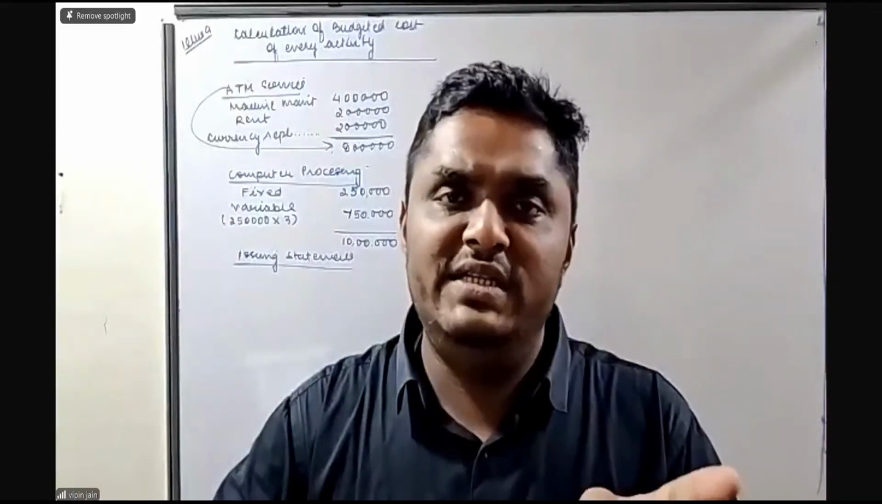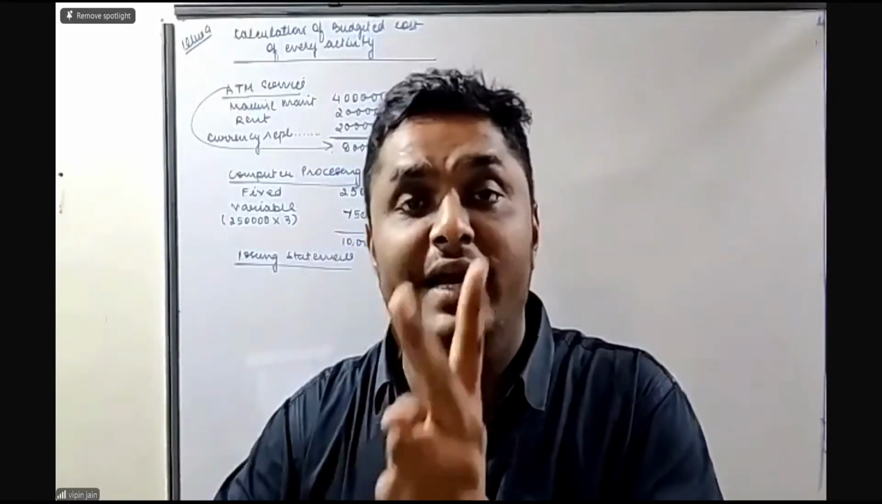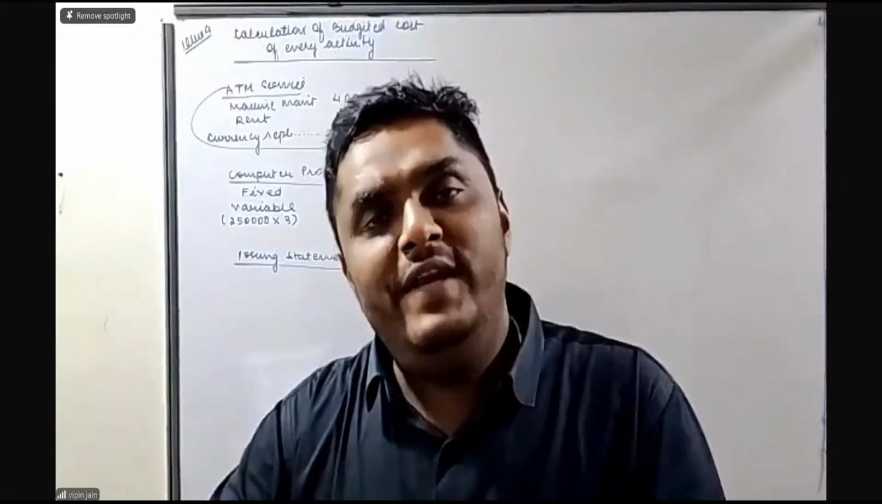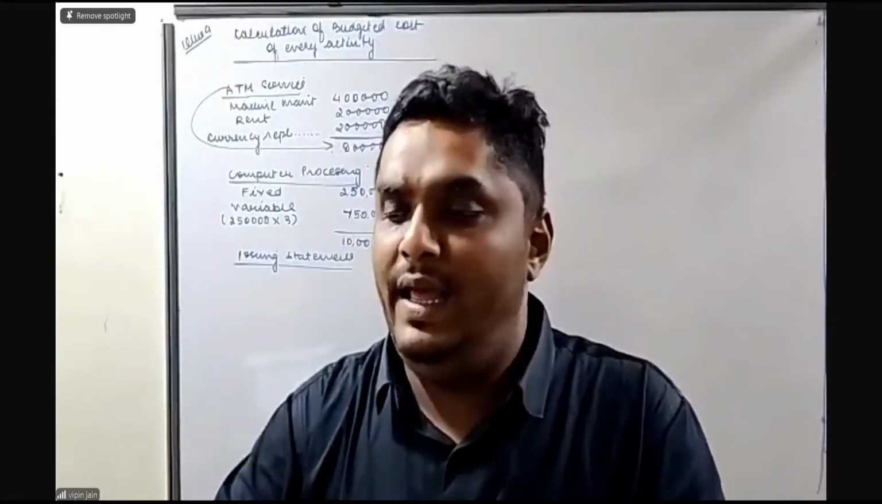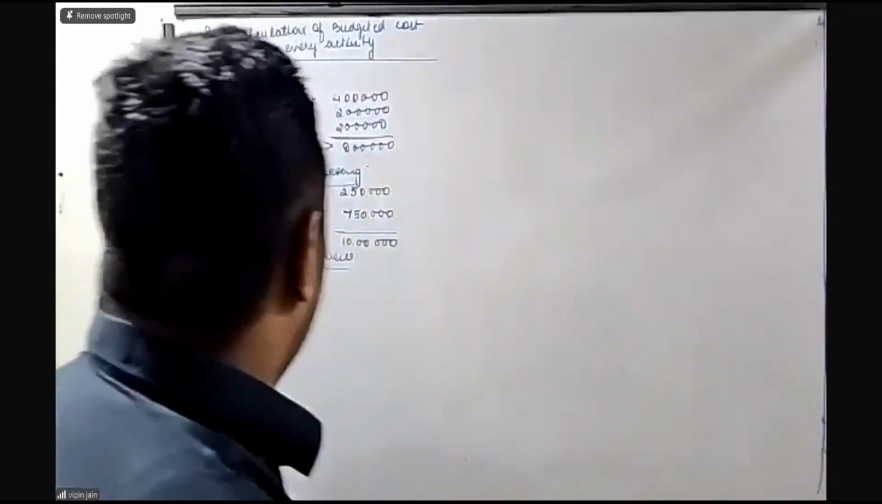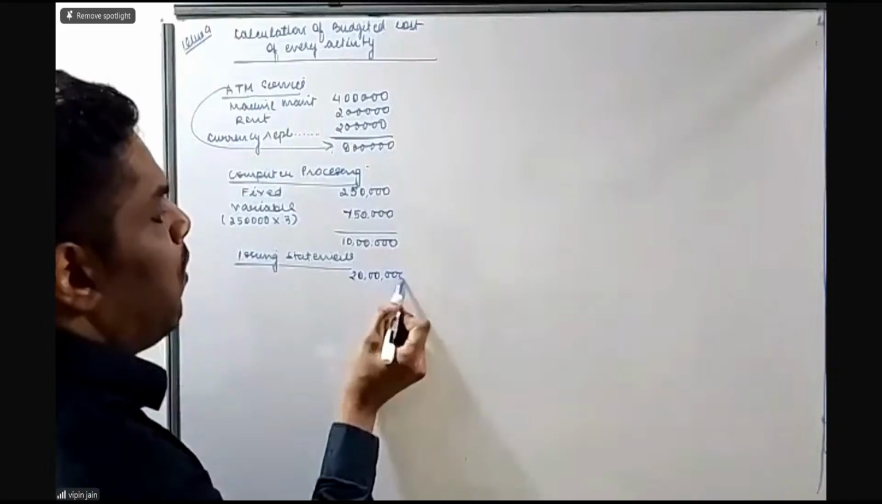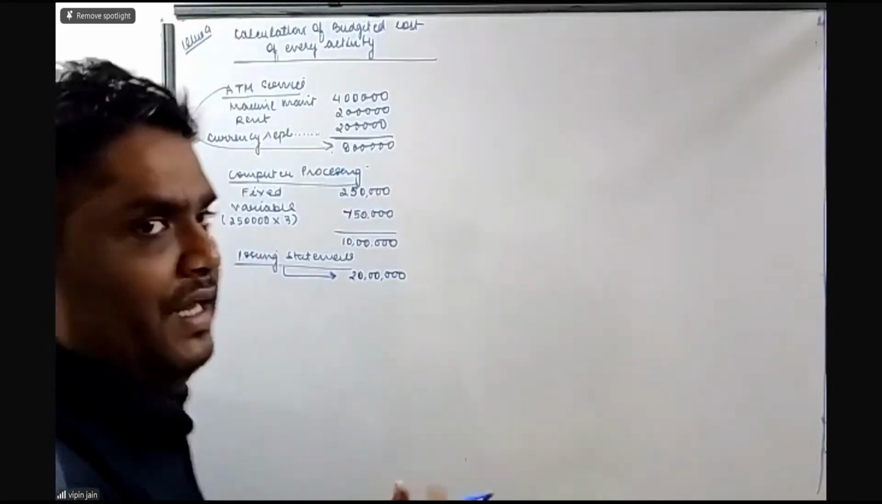Presently 3 lakh statements are printed. Now in the budgeted period, 5 lakh statements are expected. That is 2 lakh more. And for every 1 lakh, the cost will increase by 1 lakh. So 18 lakh plus 2 lakh, 20 lakh will be the issuing statement cost. So it will be 20 lakh. 18 lakh plus 2 lakh for the additional 2 lakh statements.